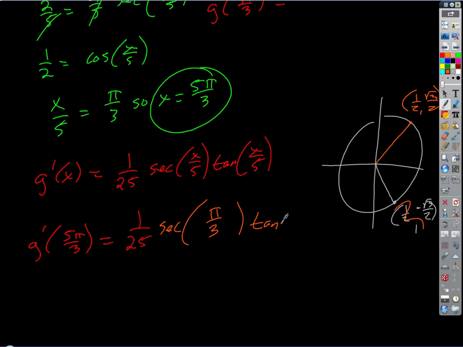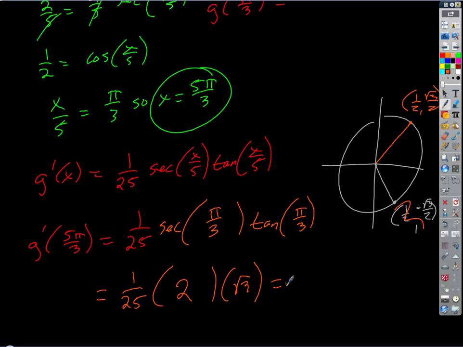Tangent of pi thirds, which is equal to 1/25 secant of pi thirds. Well, secant is the reciprocal of cosine, so that's going to be a 2, right? Okay, tangent is the ratio of sine over cosine, and so that's just going to be square root of 3, right? Okay, that makes sense? Yeah. Okay.